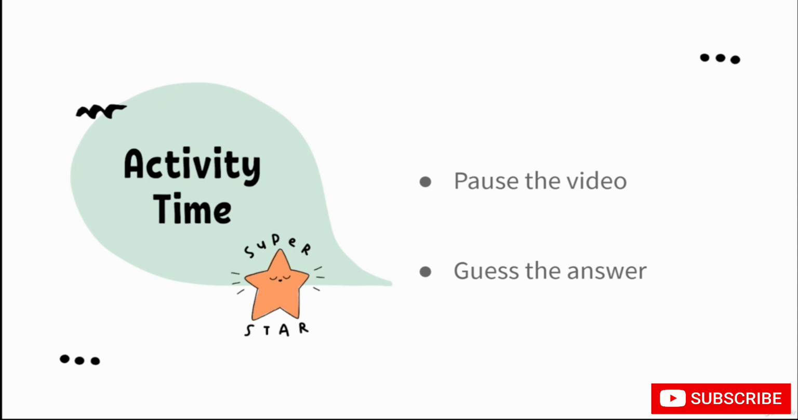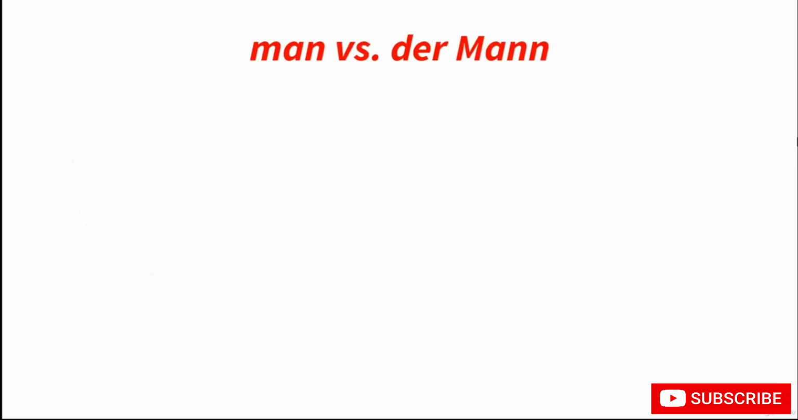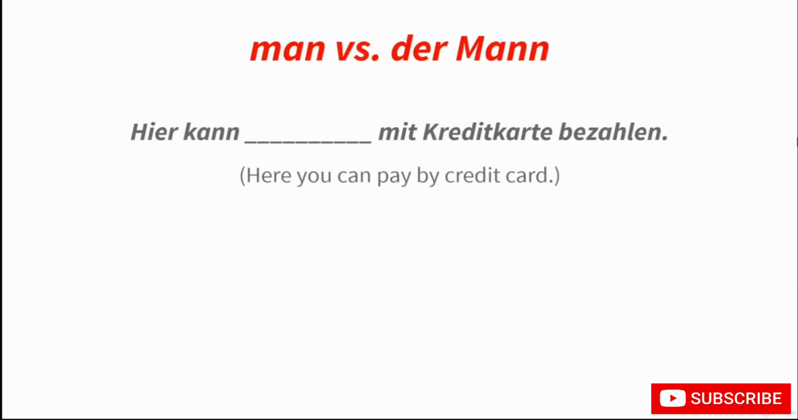Okay, we have learned the difference between man and der Mann. Now it's activity time. I want you to pause the video and try to guess the answer. The answer can be man to generalize it or Mann as a person. Hier kann man mit Kreditkarte bezahlen. Here you can pay by credit card. What do you think is the answer?